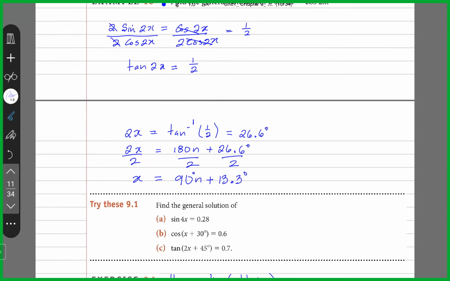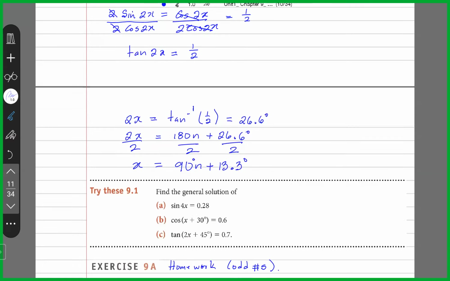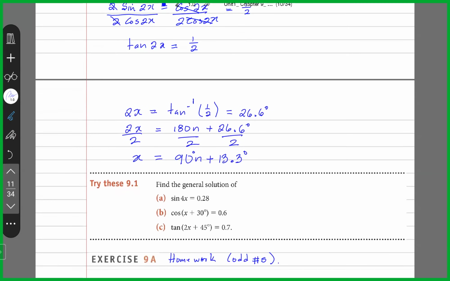Of course, you could also try these 9.1 questions. Your homework is exercise 9, and you are to do the odd numbers.